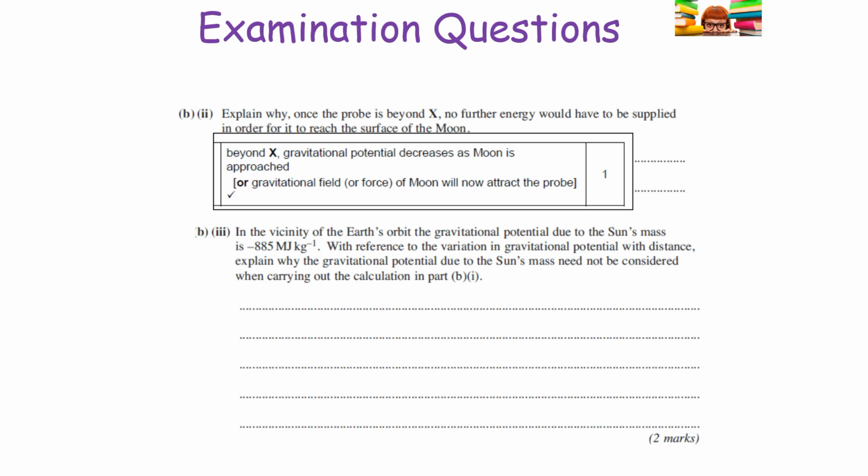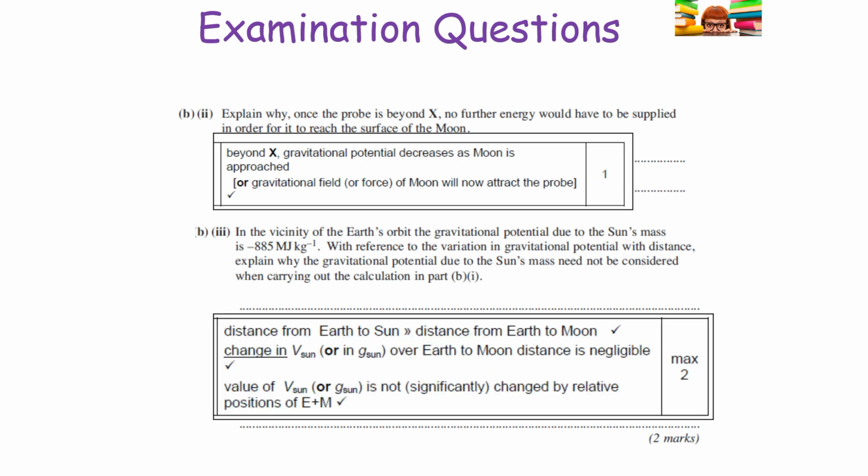Now in the second question, you've got to consider why the potential of the sun will not be considered. Now again, it's saying the variation in gravitational potential with distance. So the first thing you've got to be aware of is quite clearly the distance from the Earth to the sun is much larger than the distance of the Earth to the moon. So therefore the change in potential over the Earth to the moon distance from the sun is negligible, so it's not changed a great amount when doing this, so it does not need to be considered.